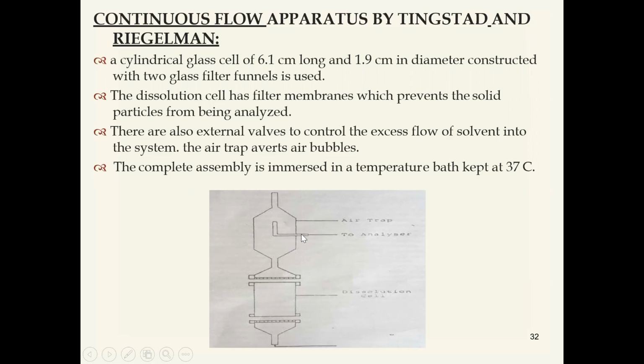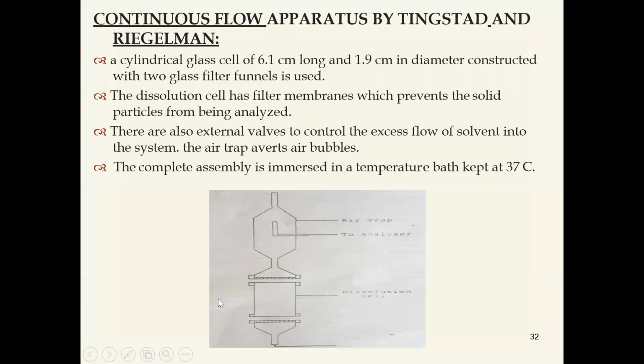In the continuous flow apparatus, there are external valves to control the excess flow of the solvent into the system. So here there is a provision for valves. These will control the excess flow of solvent into the system. The air trap: what is the use of the air trap? The air trap is used to prevent air bubbles.